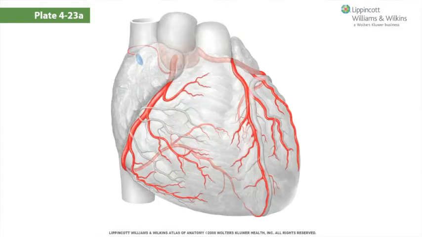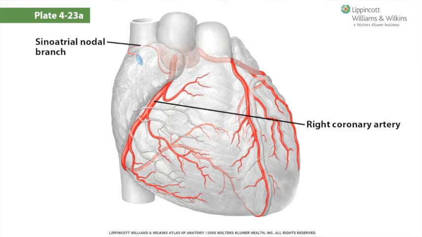The coronary arteries supply the heart. Their branching pattern varies widely, but we'll describe the most common patterns. The right coronary artery enters the coronary sulcus on the right side of the heart and in about 60% of hearts gives off a sinoatrial nodal branch that supplies the sinoatrial node, an element of the conduction system of the heart which will be described shortly.